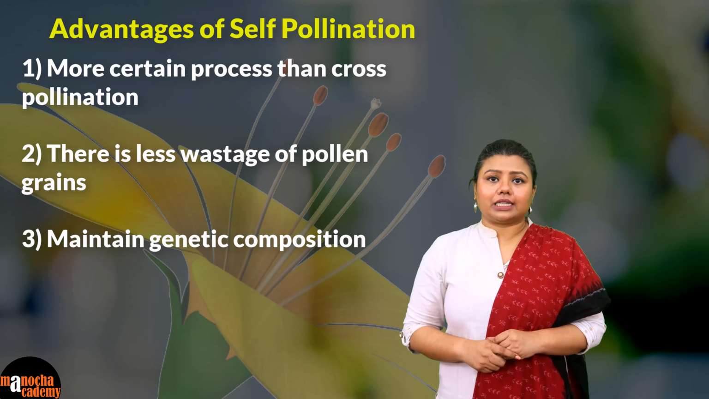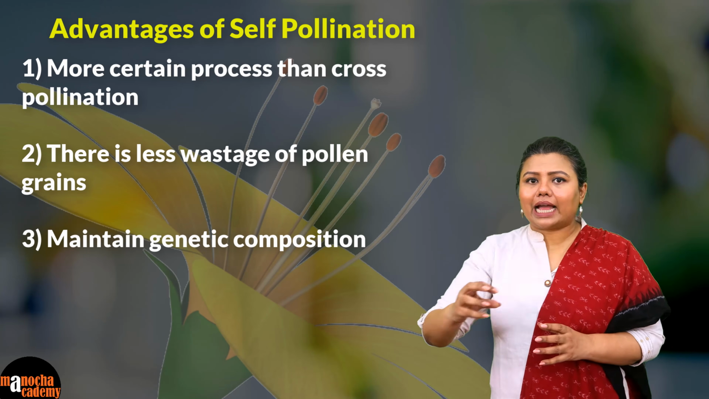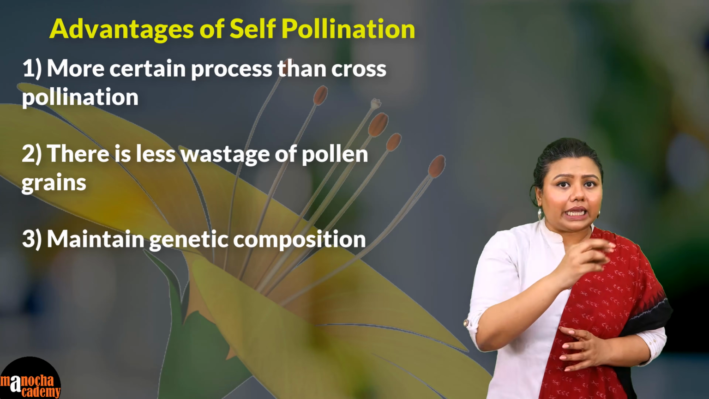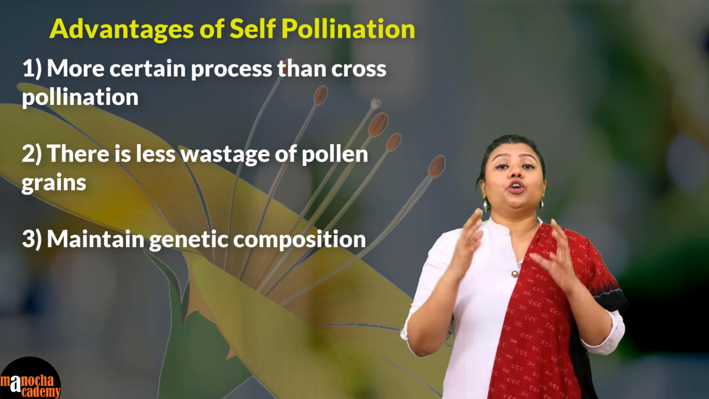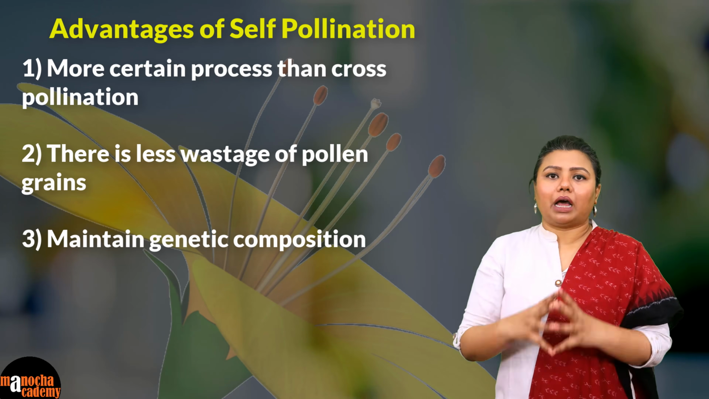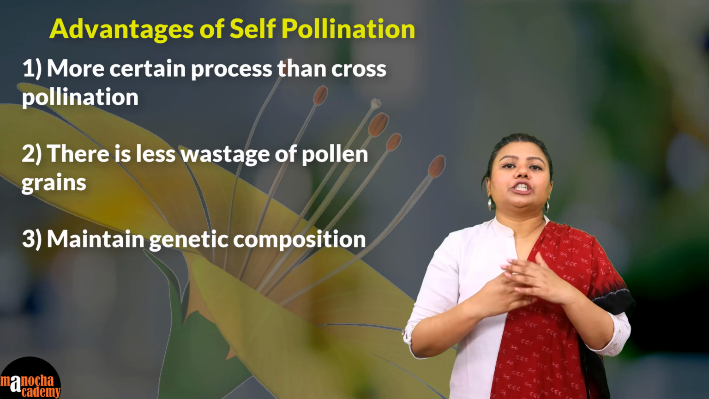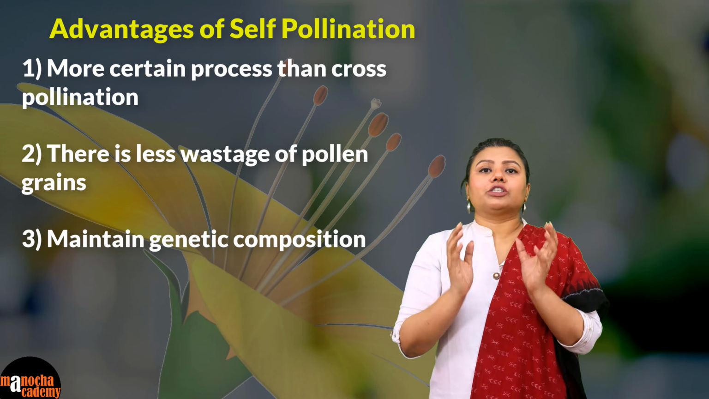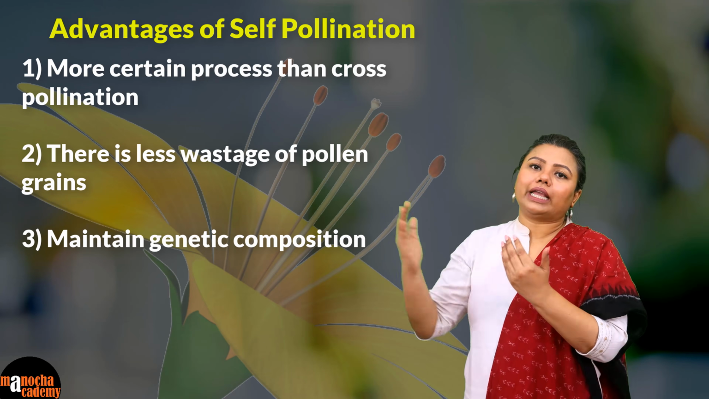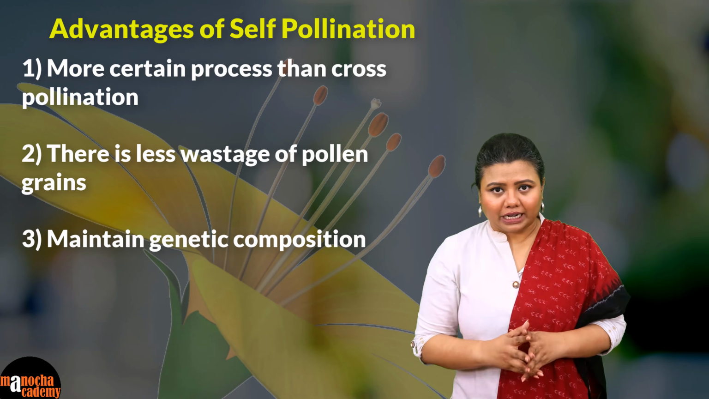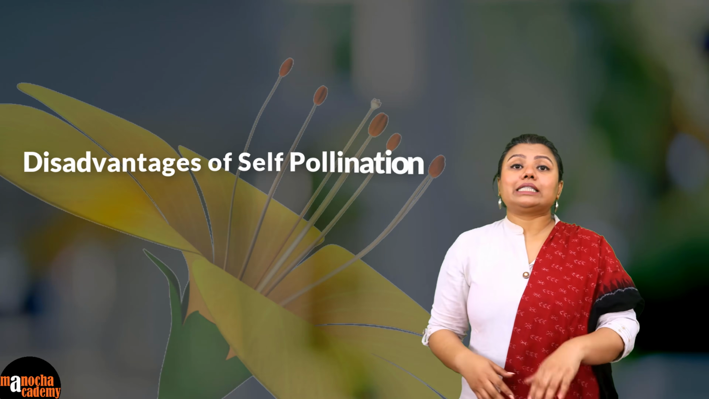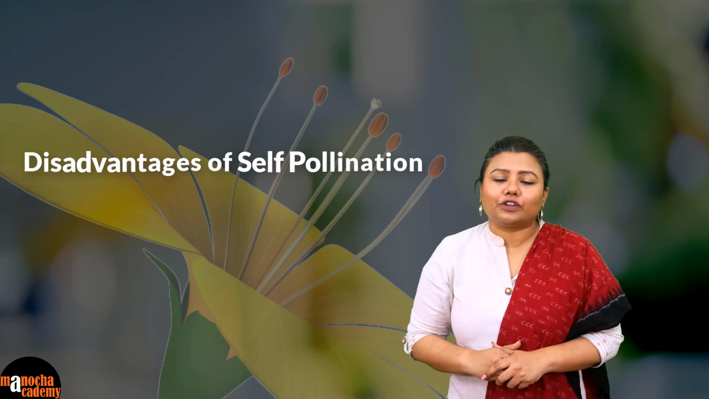So in such cases, if you want to maintain that pure line, if you want to maintain that genetic composition, you would want your plant to carry out self-pollination so that the genetic constitution remains the same, it does not get mixed with another unknown variety. However, this can also be a disadvantage of self-pollination.